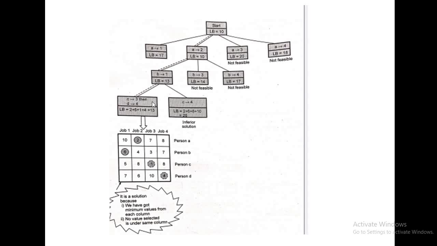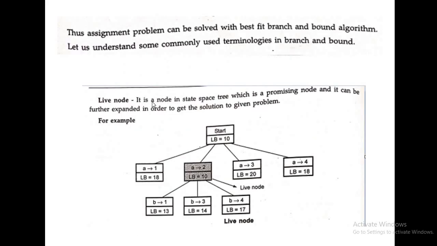So let us understand some commonly used terminologies in the branch and bound technique. Here, the live node. The live node is nothing but a node in the state space tree which is a promising node and can be further expanded in order to get the final solutions. This is the promising node. Okay, this is the promising node. This is known as a live node.